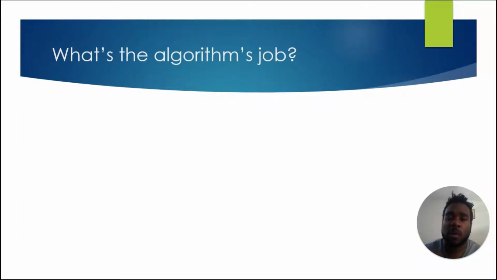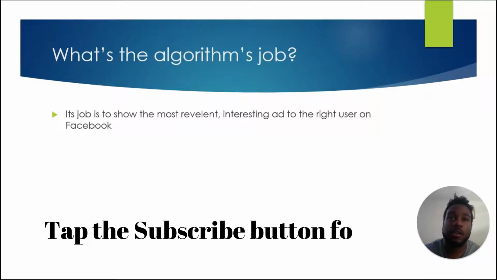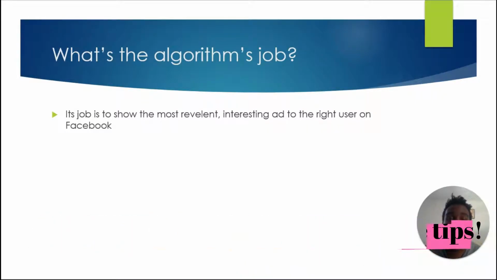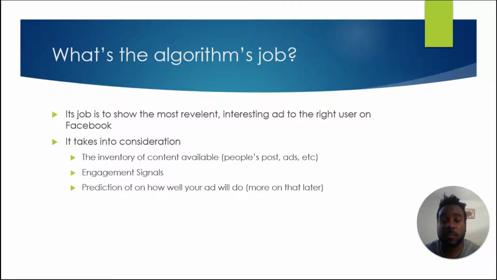All right, so what is the algorithm's job? What exactly does the Facebook algorithm do? The algorithm's job is to show the most relevant and the most interesting ads to the right user on Facebook, because Facebook's goal is to give everyone a good experience when they go on Facebook, so that they come back onto Facebook and see more ads, see more promotions, and Facebook makes more money that way. So when it does this, it has to take into consideration some factors.